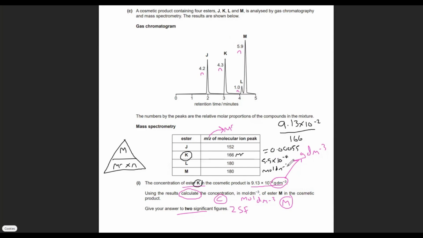Now, what we need to do next is work out from this how many moles we have of substance M. And this is where we're going to go up to the top and use the ratio.